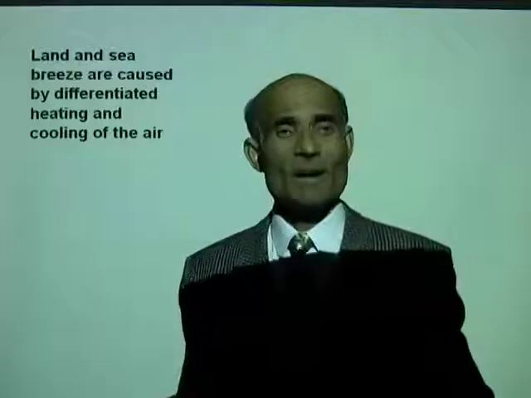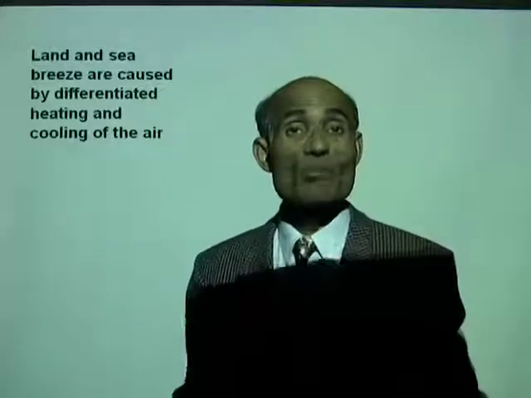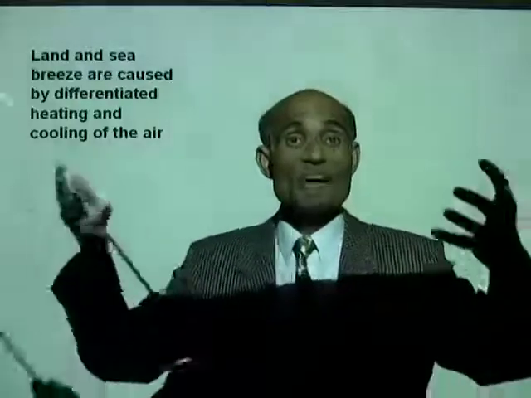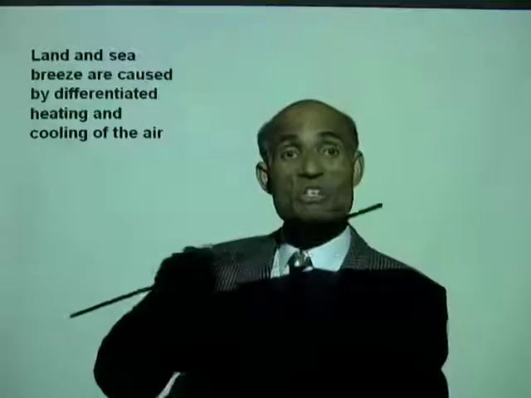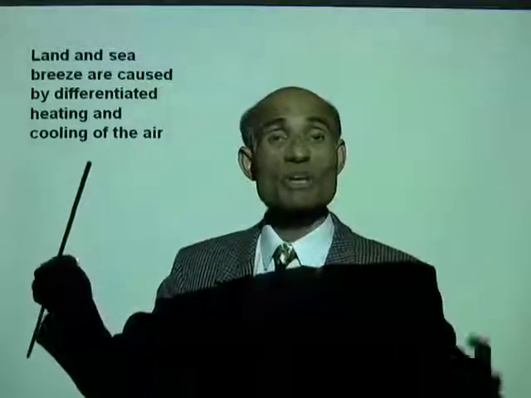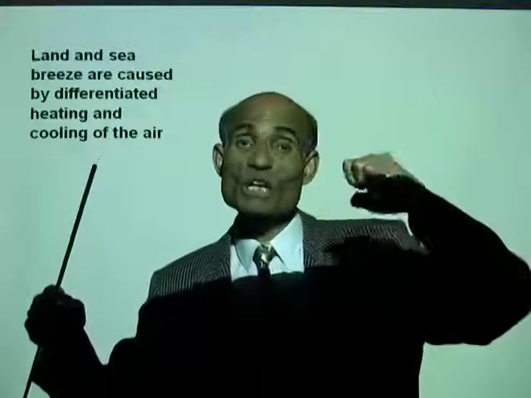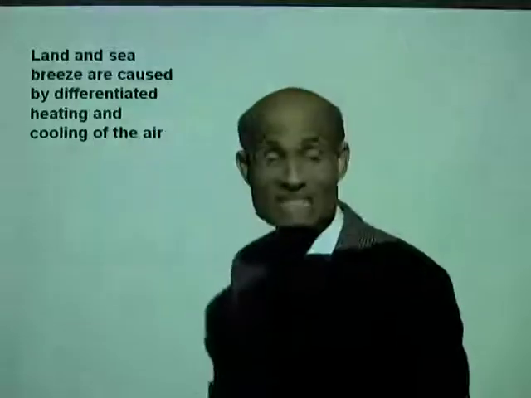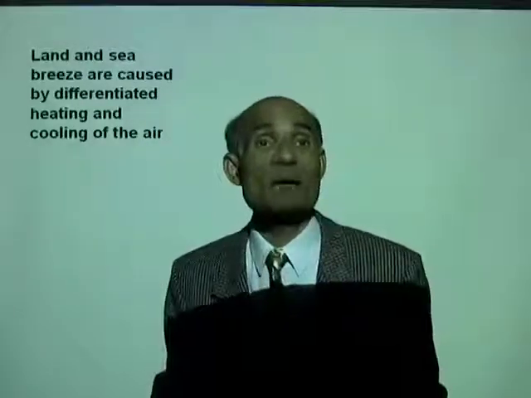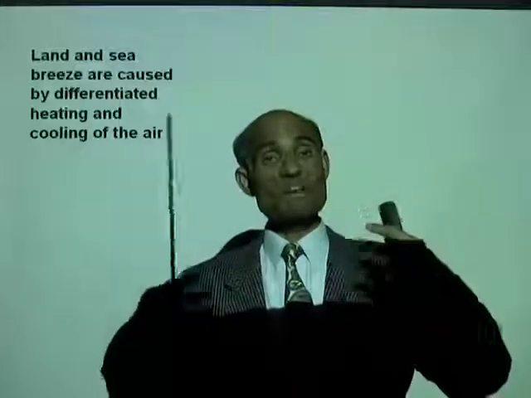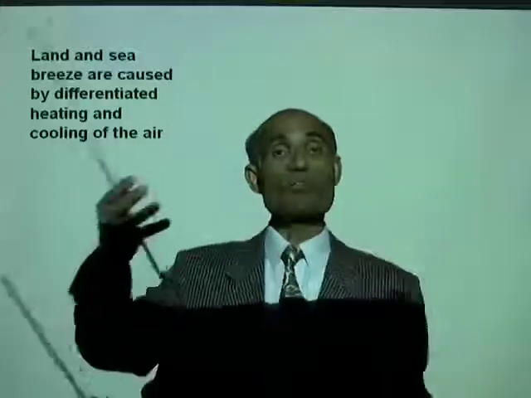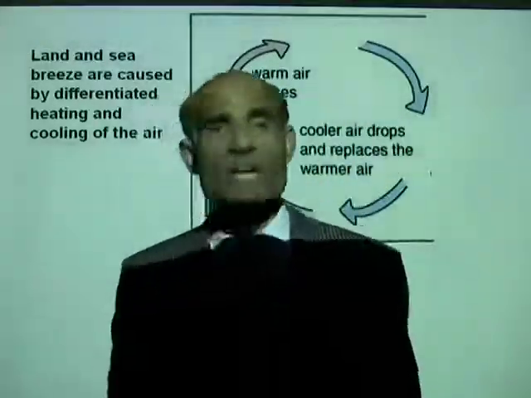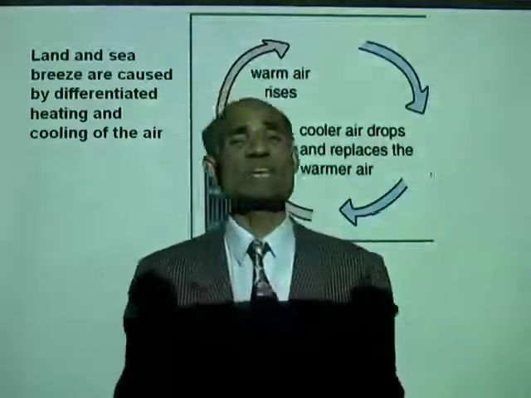I told you earlier that most of the weather patterns on the surface of the earth are actually caused by convection currents caused by the differential heating on the surface of the earth. Some part of the earth gets hotter faster than the other part. Now, land and sea breeze are good examples of phenomena caused by differential heating and the flow of air that follows. Now, let me explain what a land and sea breeze is.